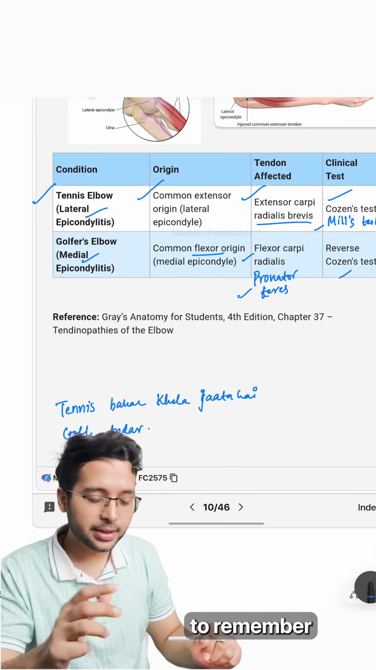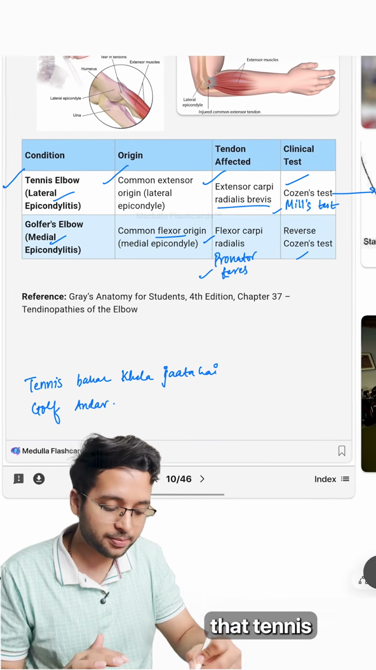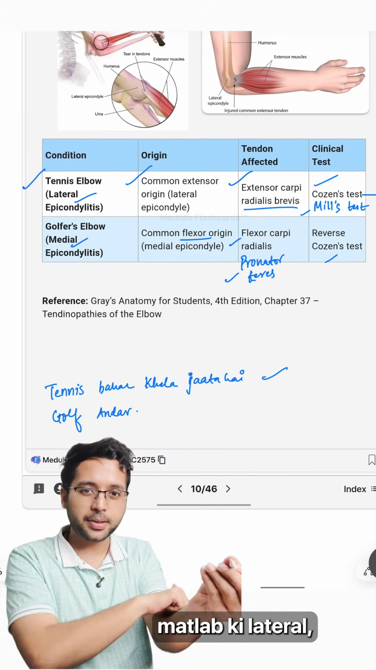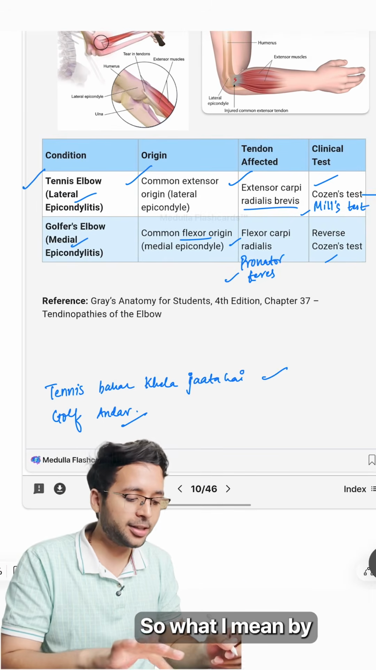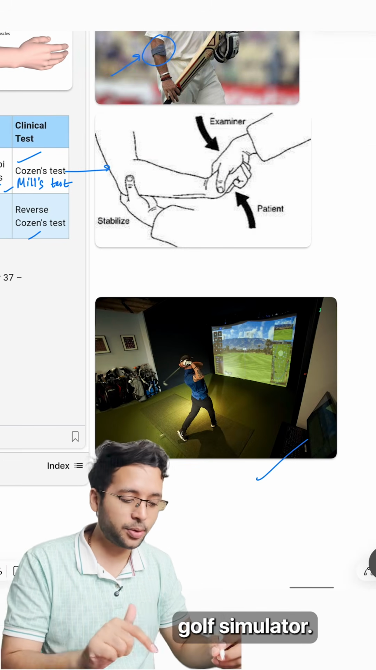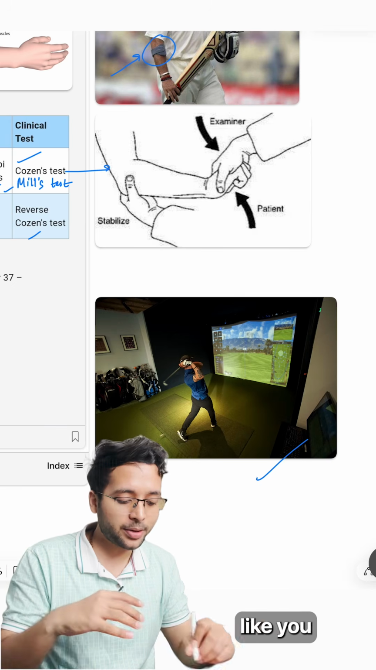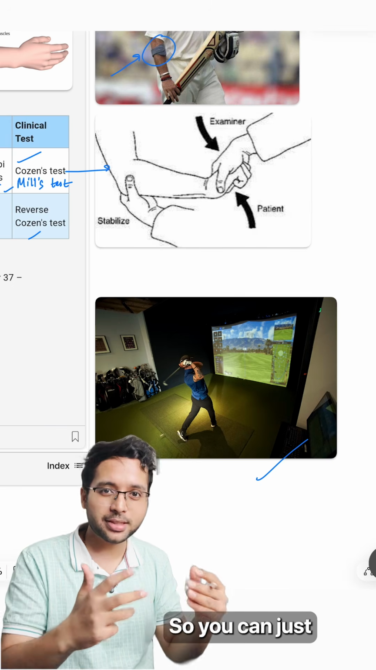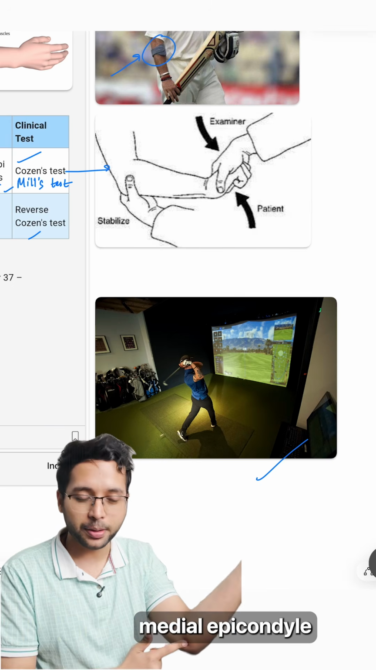And one of the ways to remember this is that tennis bahar khela jata hai, like bahar meaning lateral, and golf can be played inside. What I mean by this is, there is something called a golf simulator, if you have never seen it. You can properly simulate golf inside your house. So you can just remember it: golf inside meaning medial epicondyle.